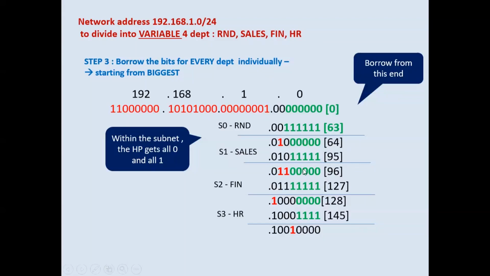Just looking at this, if I ask you, what is the broadcast address of finance? You can directly find it as 192.168.1.127. That is the broadcast address for finance. Can you give me 3 addresses that can be given to devices in sales? Choose any 3 between here. 65, 66, 67. Okay. 91, 92, 93. Can you see? Just looking at this, you get your answers already. So this way, not only does it give you a way to check your answers, it also gives you a way to get your answers much faster. Okay?